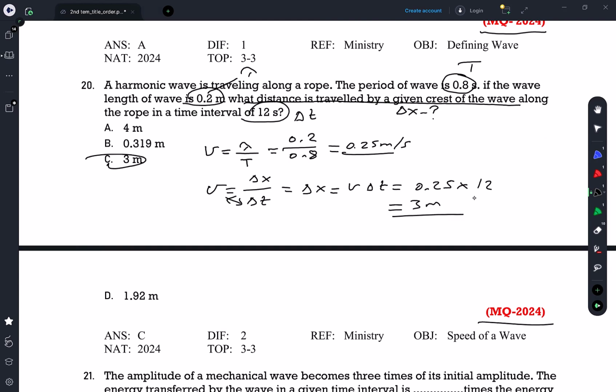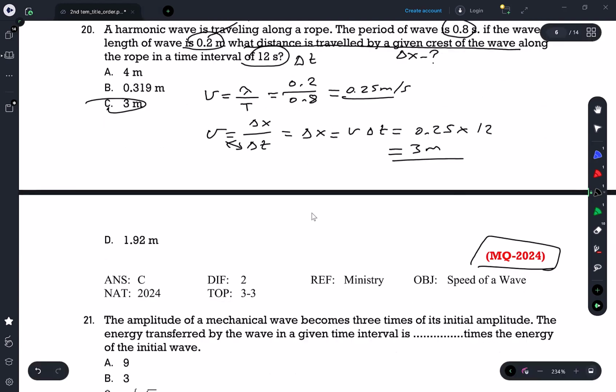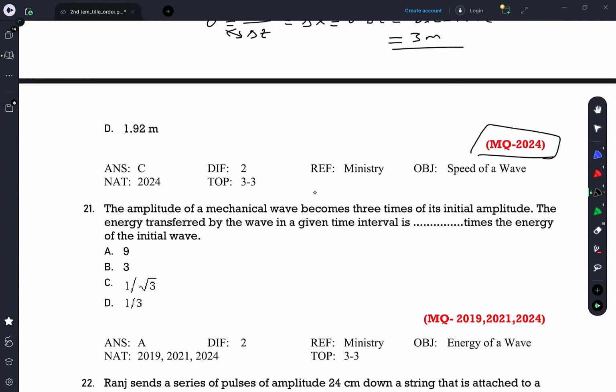This is a first-time asked question, but it is a little changed one from the chapter question. The amplitude of a mechanical wave becomes 3 times the initial value. It is a repeated question. Amplitude and energy are related: the square of the amplitude is energy. If the amplitude increases 3 times, when you square this, energy will increase 9 times. So energy increases by 9.